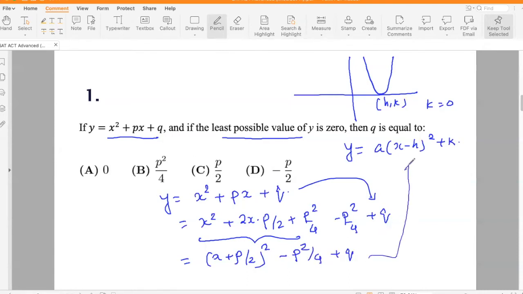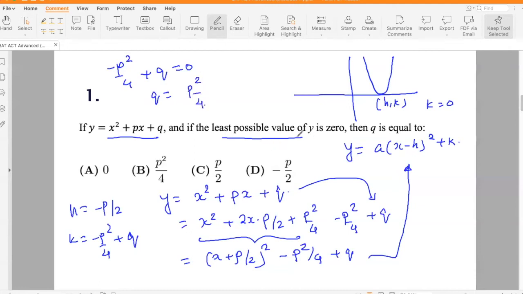And this is similar to the expression that we wanted. So if you compare that, then h is negative p by 2 and k is minus p squared by 4 plus q, right? So my vertex is negative p by 2 and negative p squared by 4 plus q. But since the least possible value of y is 0, k has to be 0. So negative p squared by 4 plus q has to be 0. So q will be p squared by 4. So q is equal to p squared by 4, option B.